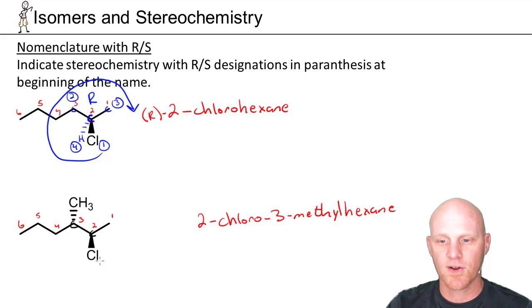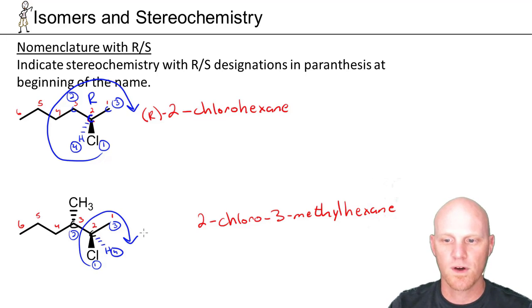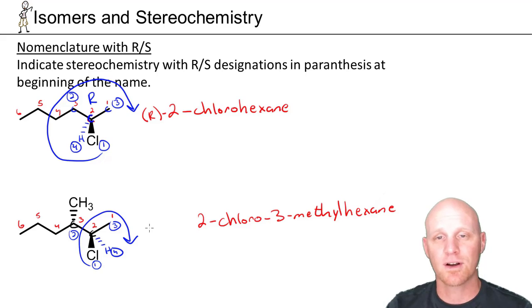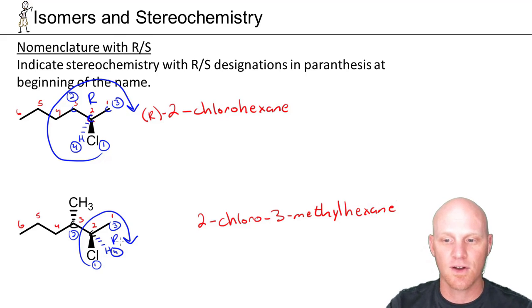So for the chiral center at carbon 2, the chlorine is priority number 1. Carbon on the left is priority 2. Carbon on the right here is priority 3. And not drawn in again is a hydrogen, that's priority 4. So, if we make our circle from 1 to 2 to 3, that is a right-handed turn. Our lowest priority group's in the back, so that is indeed R.